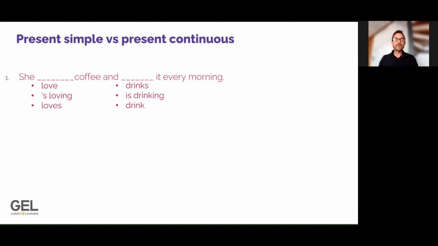So, for the first gap, the correct choice is loves coffee. And this is because it is generally true, or maybe always true. This is how she feels. Secondly, drinks, because this is a repeated action that happens again and again and again every morning. And so we would use the present simple.